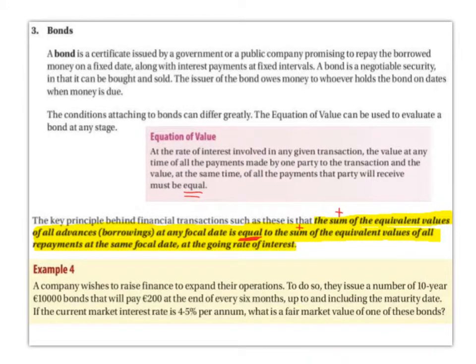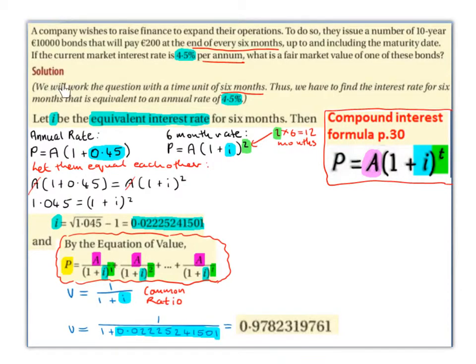Example 4. A company wishes to raise finance to expand their operations. To do so, they issue a number of 10-year, €10,000 bonds that will pay €200 at the end of every 6 months, up to and including the maturity date. If the current market interest rate is 4.5% per annum, what is a fair market value of one of these bonds? We will work the question with a time unit of 6 months.